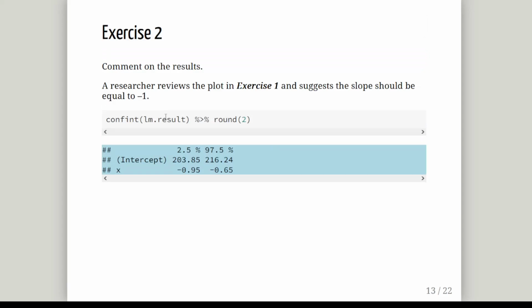A researcher reviews the plot in exercise 1 and suggests the slope should be equal to -1. We've already seen that it is not. As far as the confidence interval is concerned, the indication is that it's closer to 0. It's closer to minus 0.7977. So it's not.